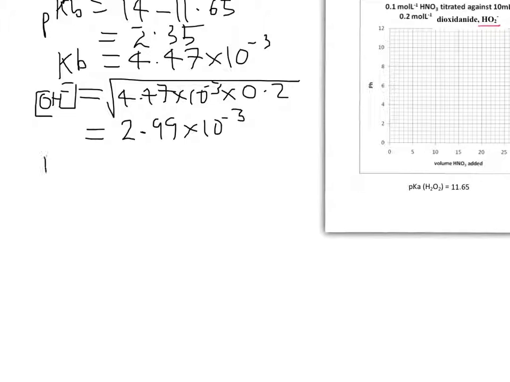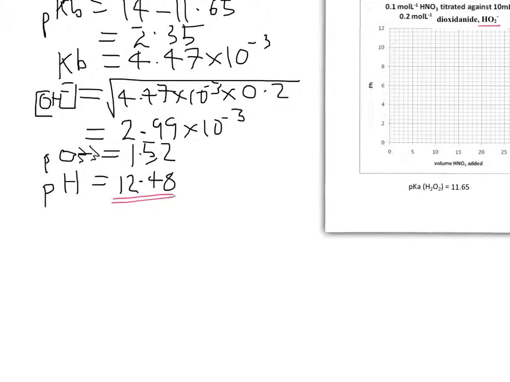From there, work out my pOH. Oh, sorry about that, that's a bit messy. And that equals 1.52. Okay, and from there work out pH by subtracting the pOH from 14, which is going to give us an answer of 12.48. Okay, so that is the pH before any of our strong acid is added.